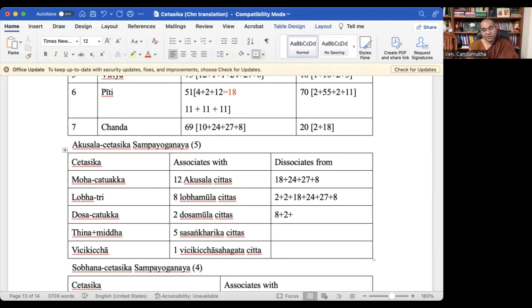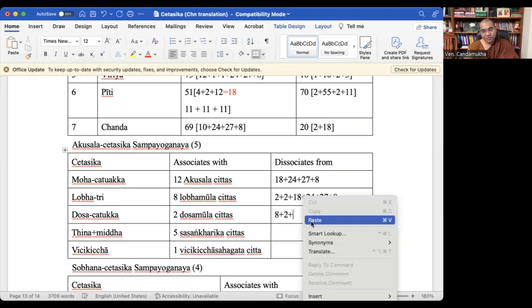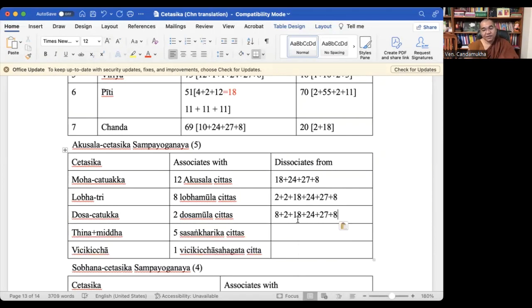2 Moha Mula Citta do not associate. So also we can say what? 18 Ahetuka Citta, 24 Kamavacara Sobhana, 27 Mahaggata, 8 Lokuttara do not associate. Okay.